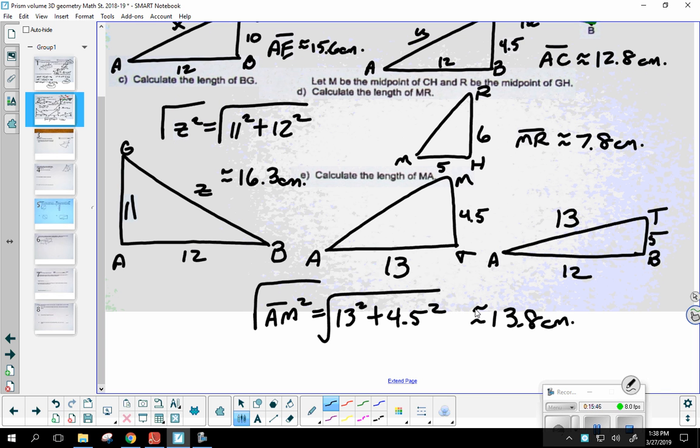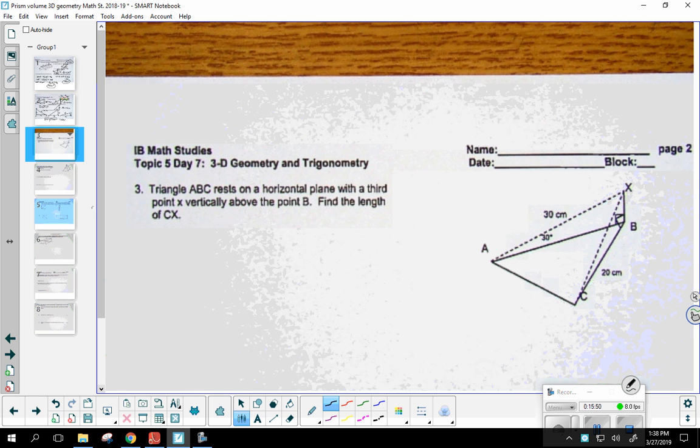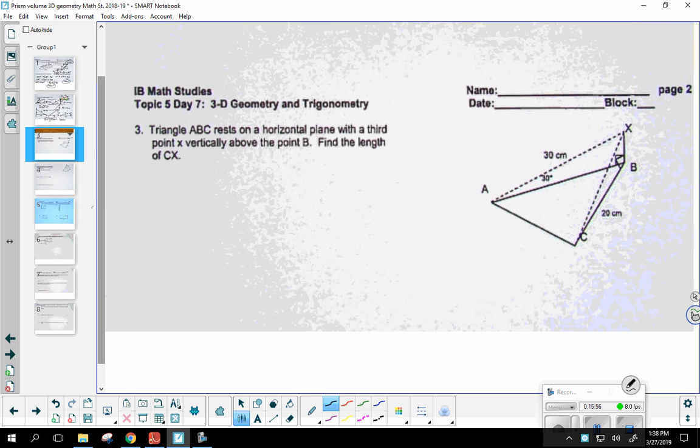Okay. All right, next up. Sorry about that. Okay. Number 3. Triangle ABC rests on a horizontal plane with a third point X vertically above the point B. Find the length of CX. So I want this one right here.